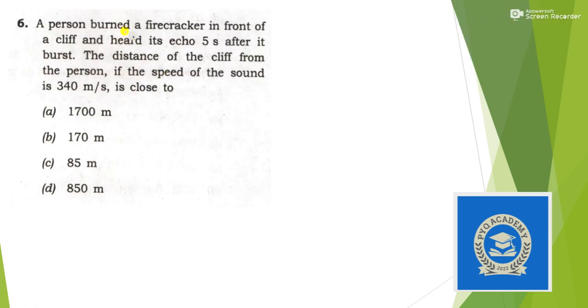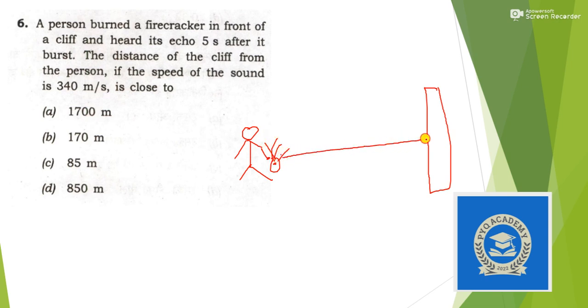Next, a person burned a firecracker in front of a cliff and heard its echo 5 seconds after it burst. Find the distance of the cliff from the person. Suppose a person is here, and he puts fire to a firecracker, and here is a cliff. What will happen when you burn it? There will be a popping sound. The sound will go and come back. So the sound which he hears after this is the echo. That means the sound traveled a distance d, then a distance d. So sound traveled a distance of 2d.